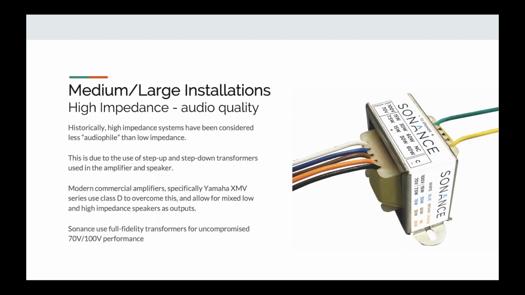transformers or high impedance in residential applications, but more and more recently, actually, high impedance systems have become better for two reasons. One is the introduction of Class D amplification, which is where a signal is oscillated by an amplifier, we can basically drive any impedance without the necessity for a transformer in the amplifier itself. So that means that we only need to worry at the speaker end, and at the speaker end, companies like Sonance have been working on making better and better transformers to reduce the loss of bass and treble over distance. So Sonance will argue that actually their full fidelity transformers provide uncompromised performance. Obviously, you're going to find over a distance that there will be a slight loss, but in commercial applications, it's not something that you're going to be noticing as an audiophile engineer.